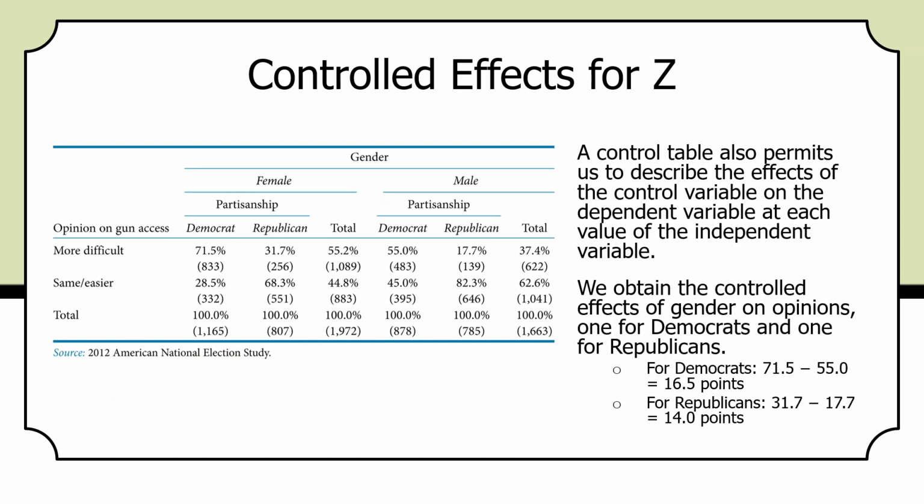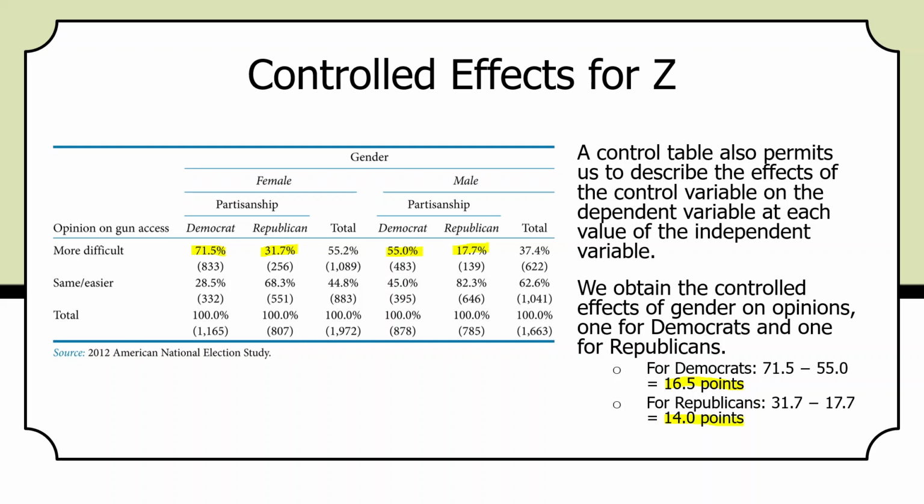Again, we obtain the controlled effects of gender on opinions, one for Dems, one for Reps. For Democrats, we see the gender gap here is 71.5 for Democratic females and 55.0 for Democratic males. So we get a gender gap for Democrats of 16.5 points. A somewhat smaller gender gap, but in the same ballpark, I guess, for Republicans: 31.7 for women, 17.7 for men, yields a gender gap for Republicans of 14.0 points.